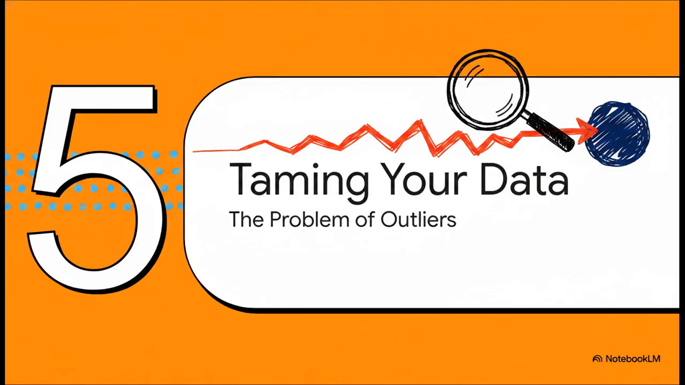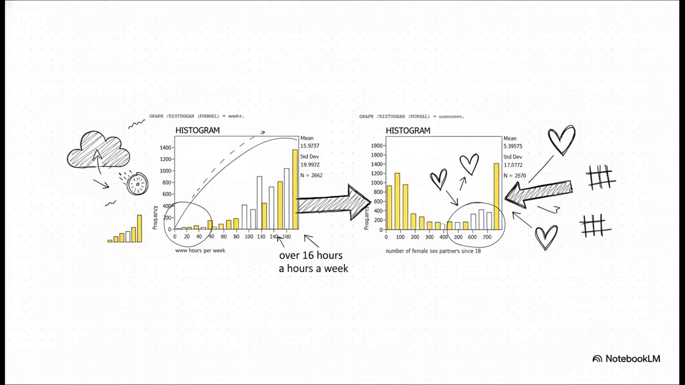What happens when your data gets a little weird? I'm talking about a few extreme values, what we call outliers. And these things can pull your mean, your average, in a totally misleading direction. I mean, just look at these. At first glance, the averages seem fine, but when you look at the actual charts, you see that for both of these, most people are clustered down at the low end.